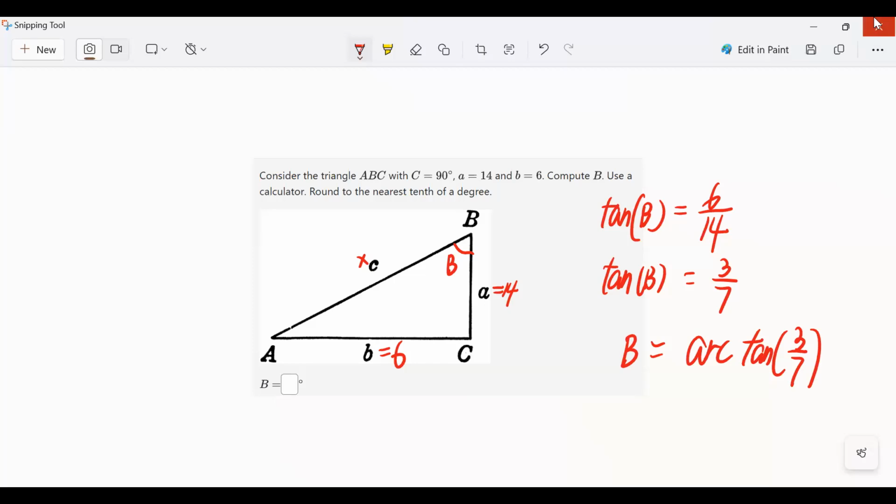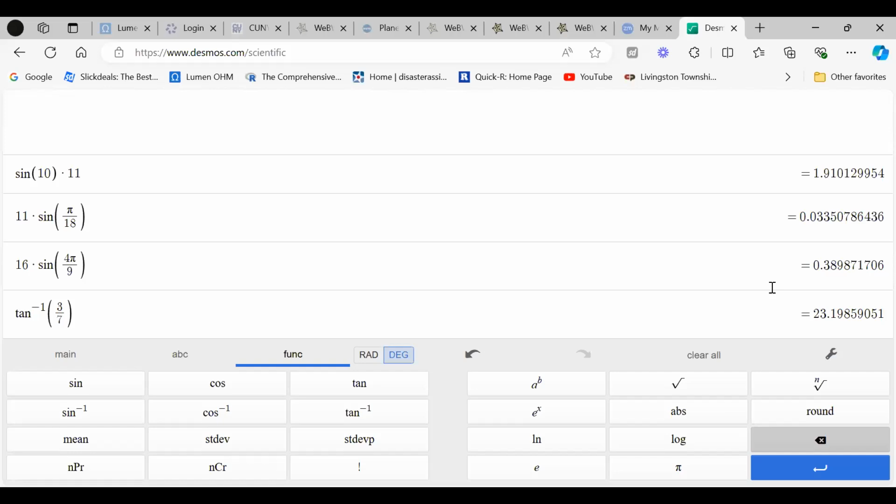So this is also arctangent. Arctangent is the same thing as tangent -1, the inverse of the tangent. So angle B is approximately 23.2 degrees. Any question about this? 23.2, that's right.